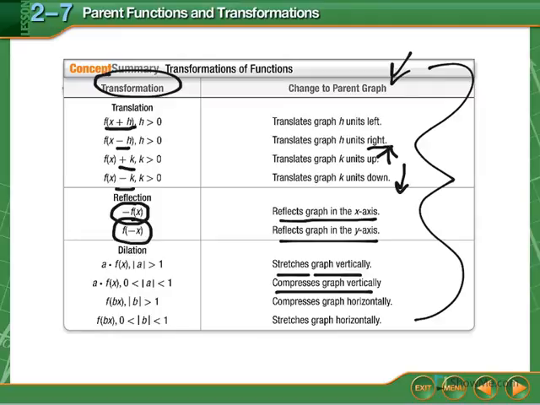If you have a number being multiplied inside your function by your x, and it happens to be greater than 1, remember, I said when stuff is on the inside with your x, it's kind of like backwards world. You would think if that was a 3x that it would make it stretch, but it doesn't. It actually compresses your graph horizontally. And then if you have some number that's being multiplied, like 1/2, 1/4, 1/3, it actually stretches your graph horizontally. Okay? We'll go more in depth on this in 2.8.